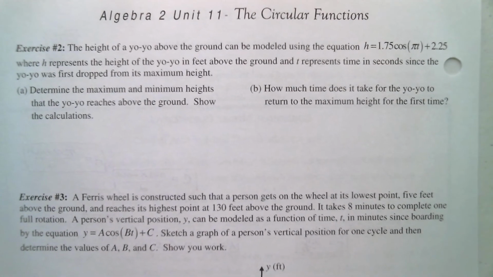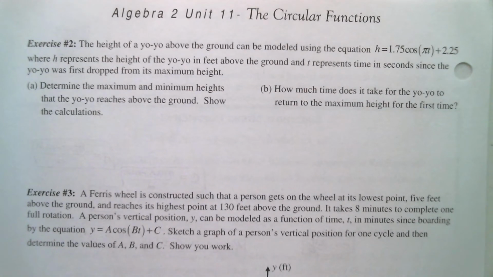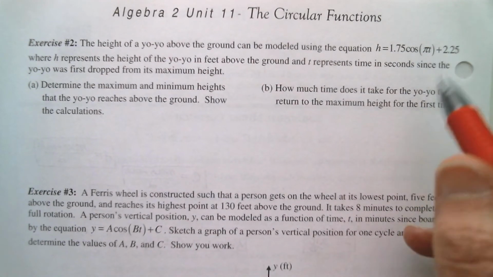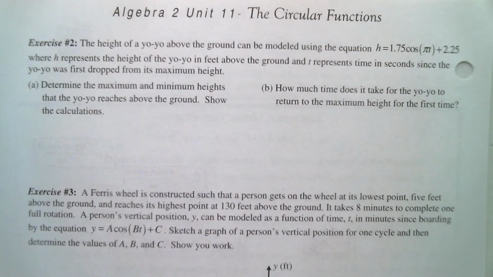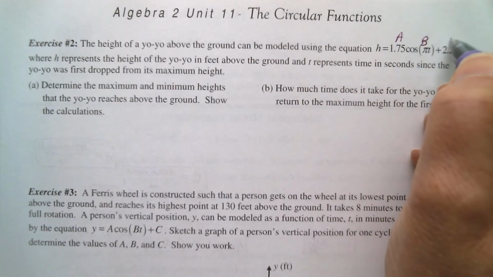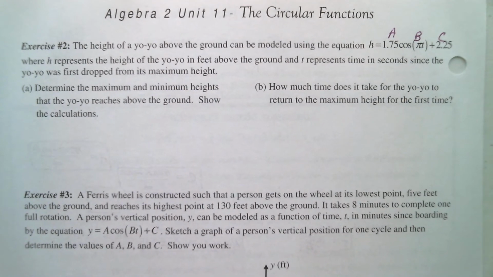Okay, number 2. The height of a yo-yo above ground can be modeled using the equation h equals 1.75 cosine pi t plus 2.25. Let me switch to purple, which I've misplaced. So this is A, this is B, and that is C. Where h represents the height of the yo-yo in feet above the ground, and t represents time in seconds since the yo-yo was first dropped from its maximum height. Determine the max and minimum heights that the yo-yo reaches above the ground.